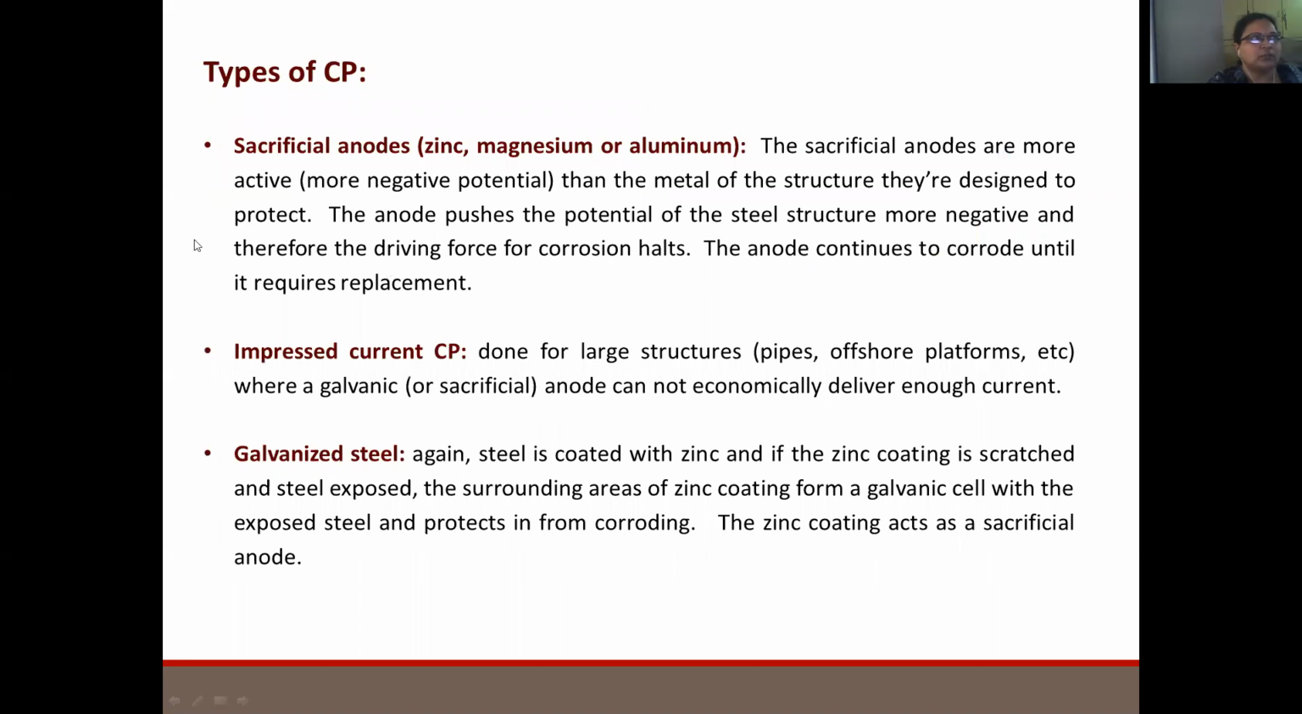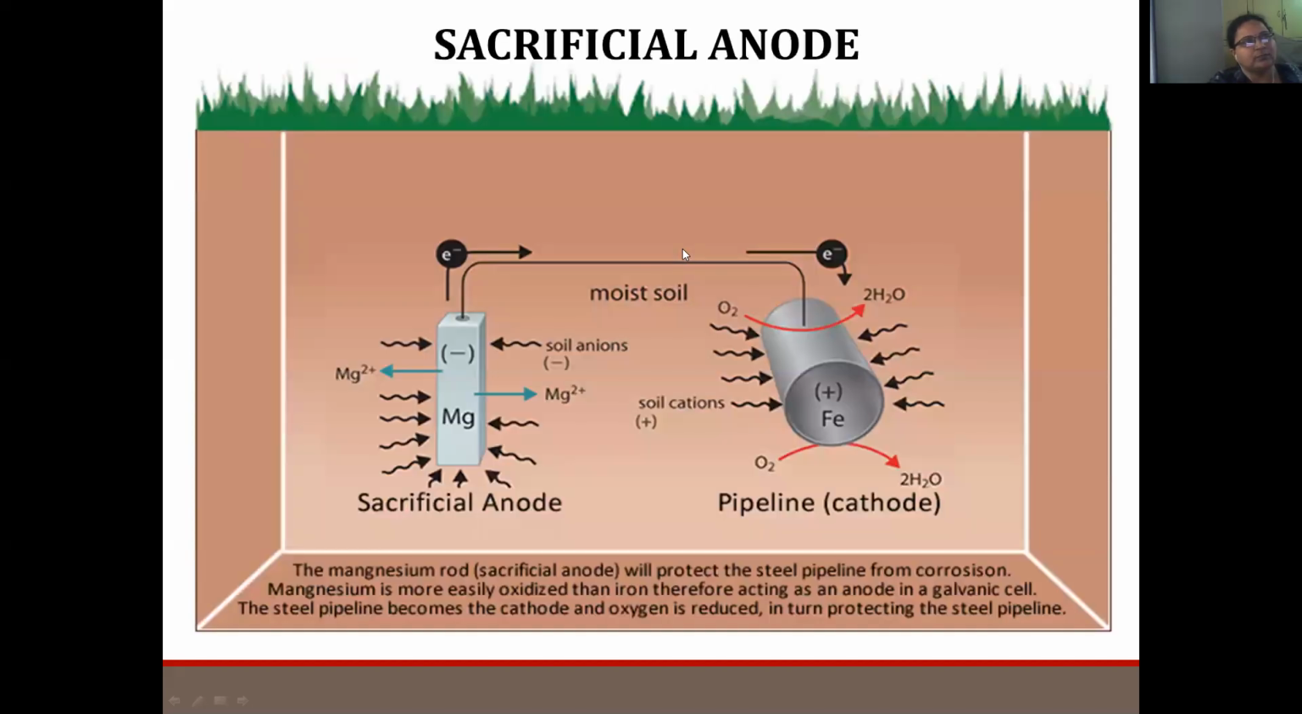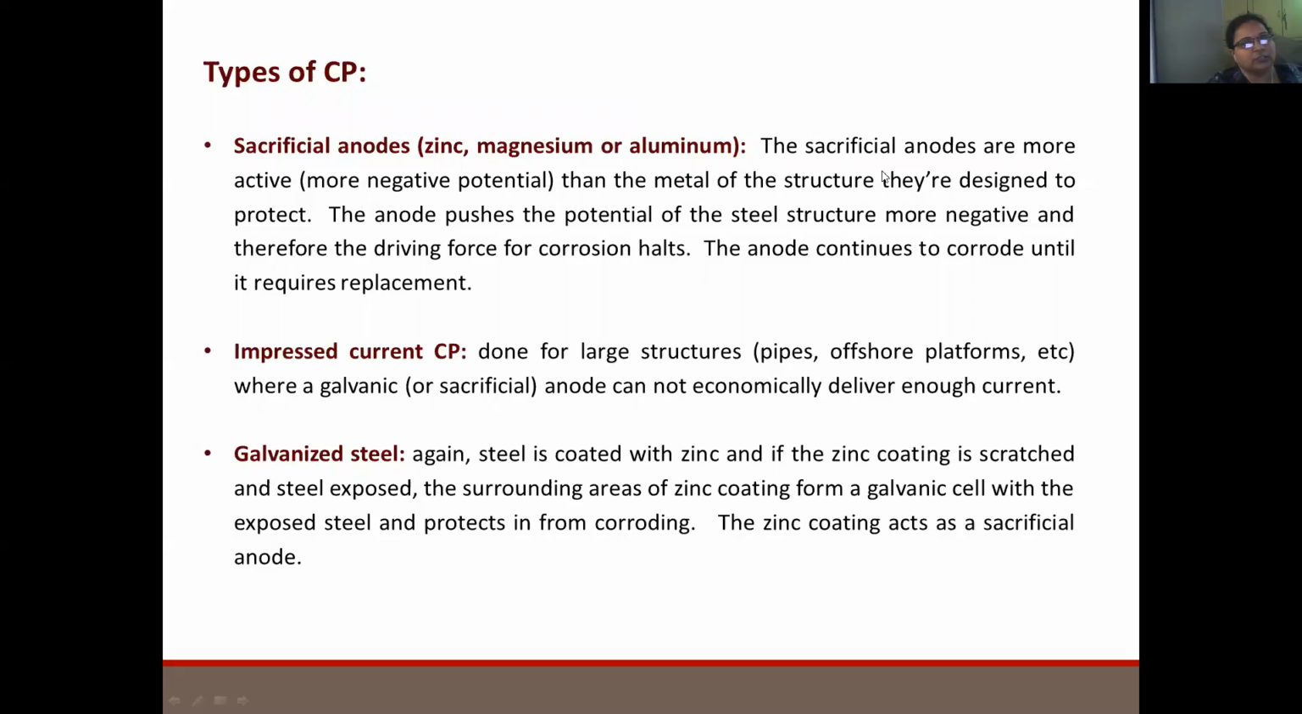The types of cathodic protection are: sacrificial anodes, impressed current cathodic protection, and galvanized steel. Here, in sacrificial anodic protection, the anodes are more active, that is, they have more negative potential than the metal of the structure they are designed to protect. So the anode pushes the potential of the steel structure more negative, and therefore the driving force for corrosion halts. The anode continues to corrode until it requires replacement.